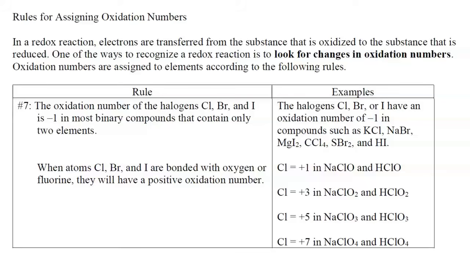But when chlorine, bromine, and iodine are bonded with oxygen or with fluorine, they will have a positive oxidation number. Here I'm showing that in compounds such as NaClO and HClO, chlorine would carry an oxidation number of +1. Chlorine carries a +3 oxidation number in NaClO2 or HClO2, and chlorine can also be +5 or +7. We'll take a look at examples of assigning oxidation numbers to an element in various compounds. I think these rules will make more sense to you when you see more examples.